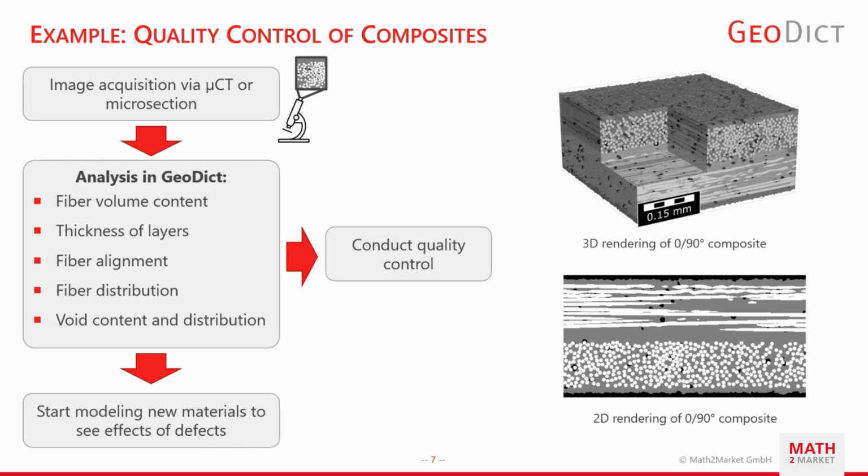You can analyze the thickness of layers, which could be, for example, in filament winding, something that results from your winding process. You can have a look at the fiber alignment, which is also, of course, influencing mechanical properties, the fiber distribution, and you can also look at void control and void distribution. On the one hand, this can be used for conducting quality control and really understanding your process. But as mentioned before, you can also use that to start modeling new materials.